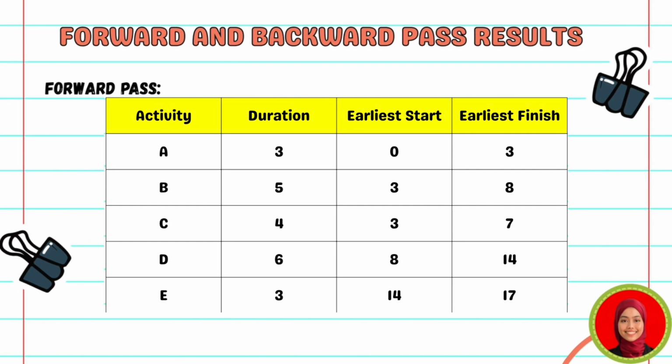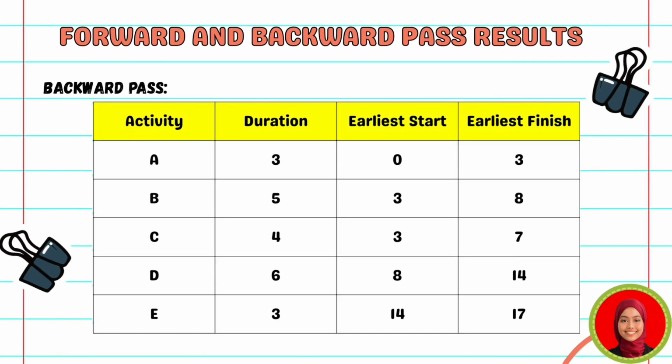Activity A starts at day 0 and finishes at day 3. Activity B starts at day 3 and finishes at day 8. Activity C starts at day 3 and finishes at day 7. Activity D starts at day 8 and finishes at day 40. Activity E starts at day 14 and finishes at day 17. This confirms the total project duration is 17 days.